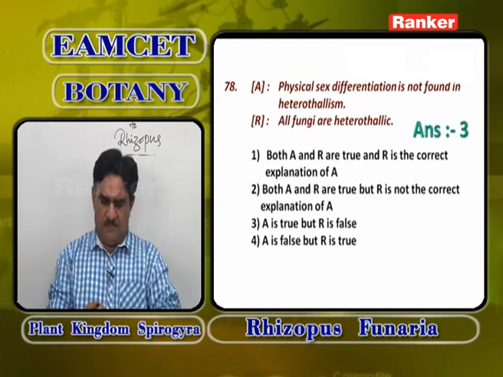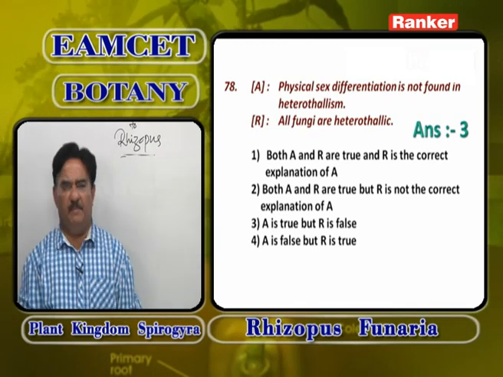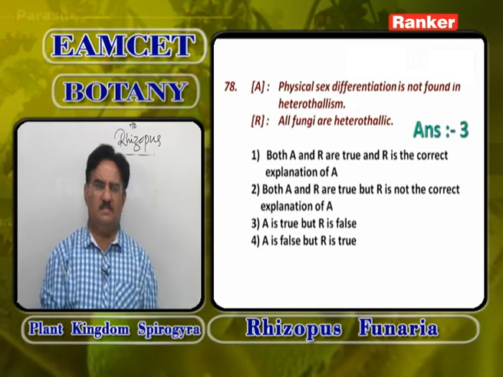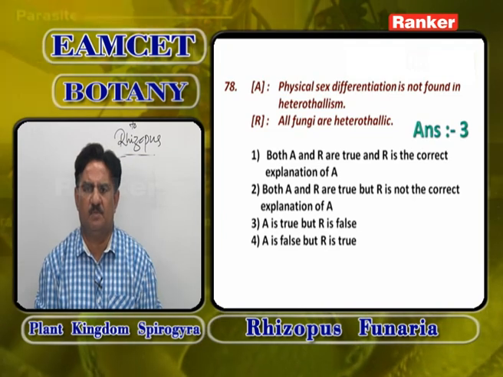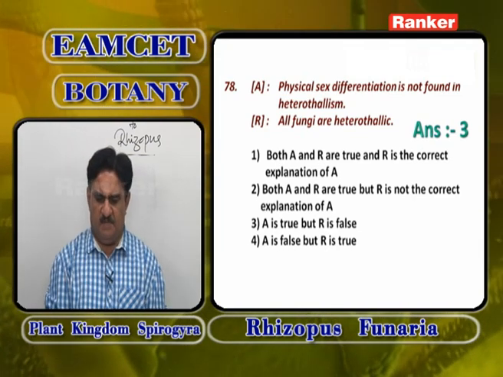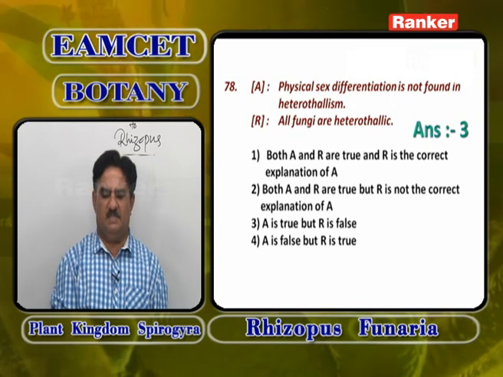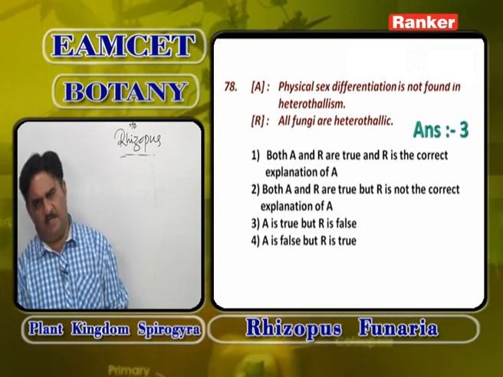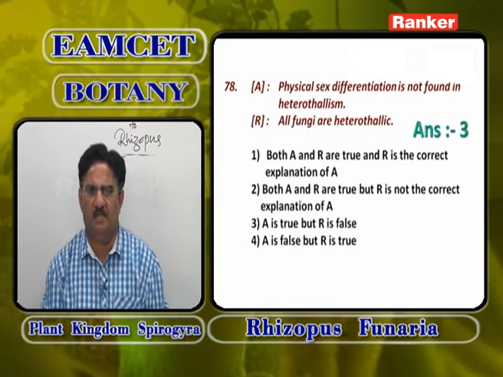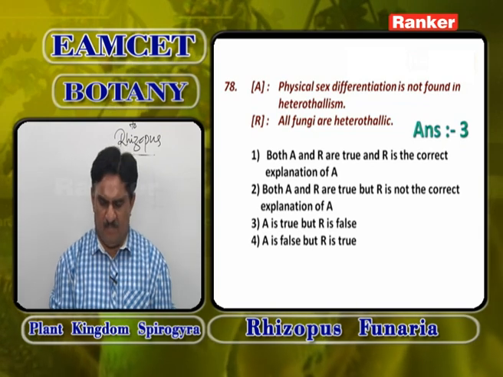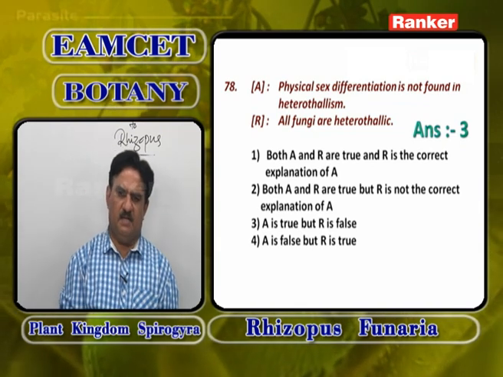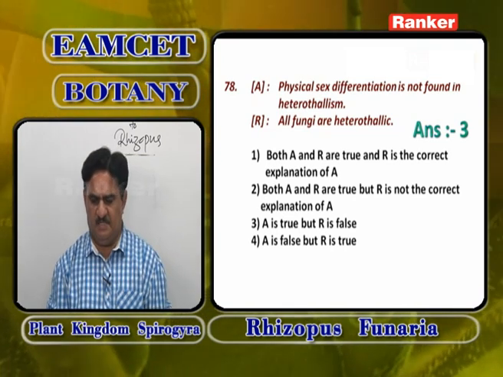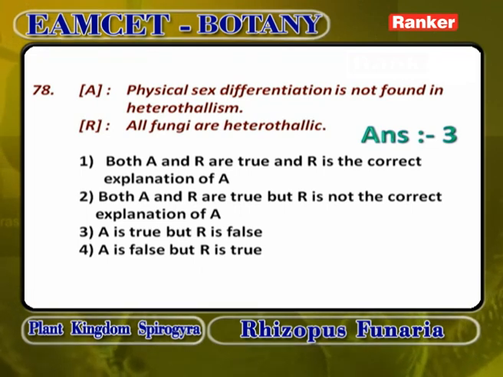What is heterothalism? Fusion of two filaments. When plus and minus come close, then only fusion takes place. When plus and plus come, no fusion. When minus and minus come, no fusion. Physical sex differentiation is not found in heterothalism is 100% correct. All fungi are heterothalic is wrong. Why? Because there are some fungi like Rhizopus sexualis which are homothalic, which complete their life cycle. Plus and plus if they come, they complete their life cycle. Minus and minus if they come, they complete their life cycle.